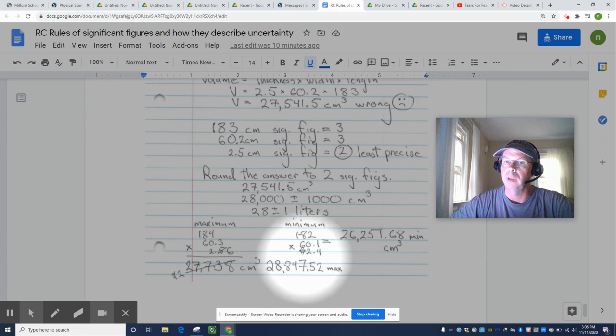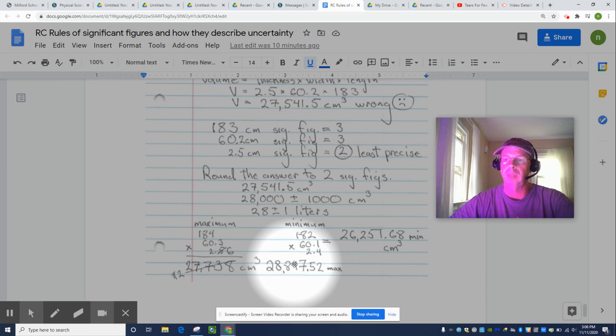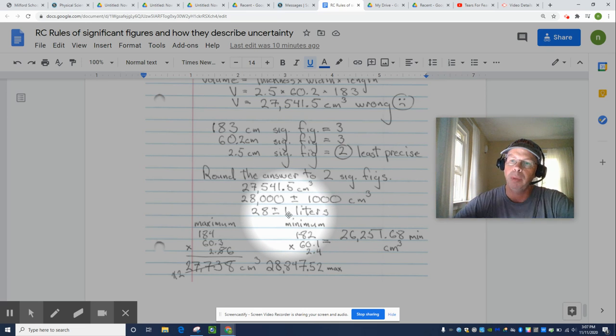28,848 cubic centimeters, or you push them all down by 182 multiplied by 60.1 multiplied by 2.4. You could get as small as 26,251. So notice a huge range. If all of these numbers skew big in the same direction and all of these numbers skew small in the same direction. And that is what significant figures mean. They are a measurement of uncertainty. Even if there is no range of uncertainty written next to the number, it is implied by the number of significant figures.